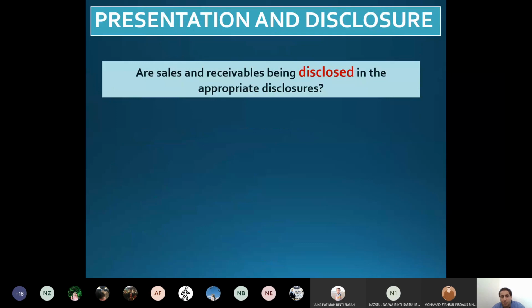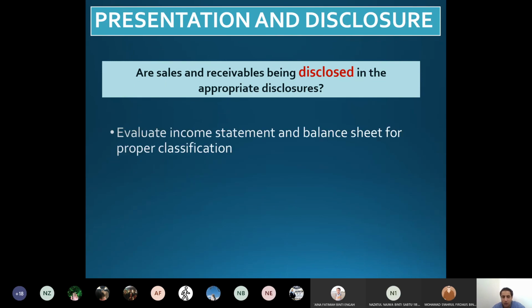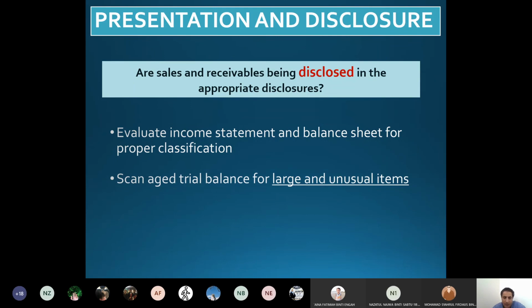Okay, then presentation and disclosure. Are sales and receivables disclosed in the appropriate manner? The procedure is to evaluate the income statement and balance sheet for proper classification, and scan the aged trial balance for large and unusual items. Scanning may lead to reclassification. Okay, so this is the end of the transactions and the procedures of the auditor, and we link it to the three steps.